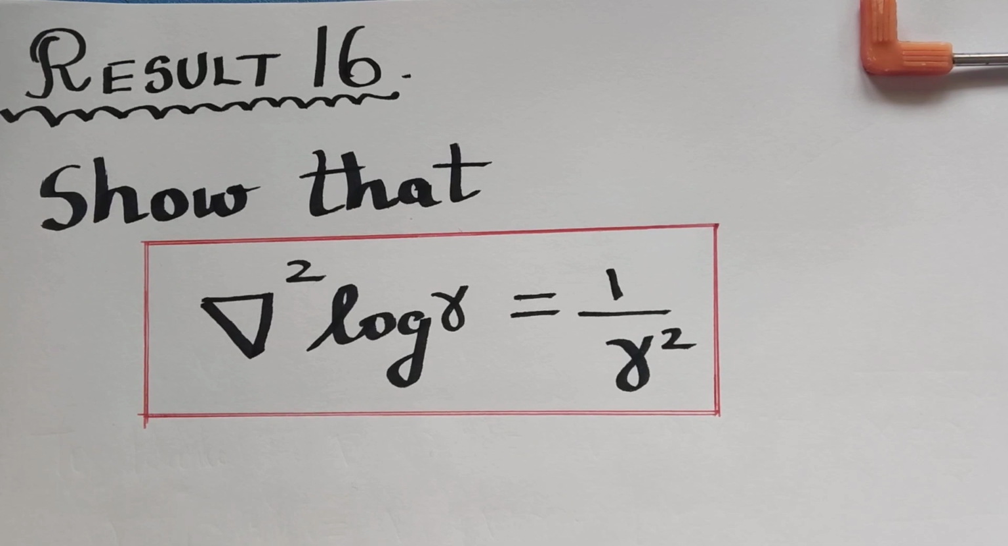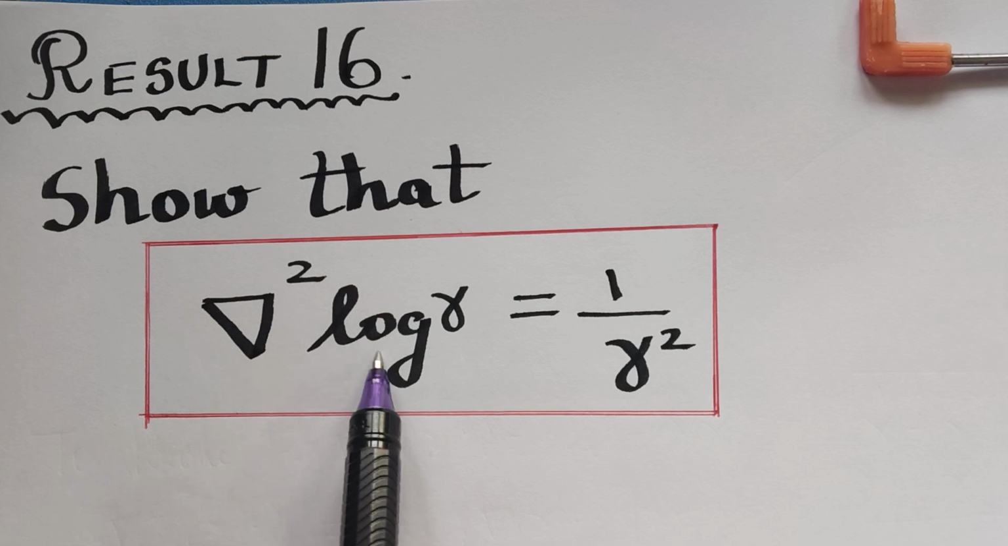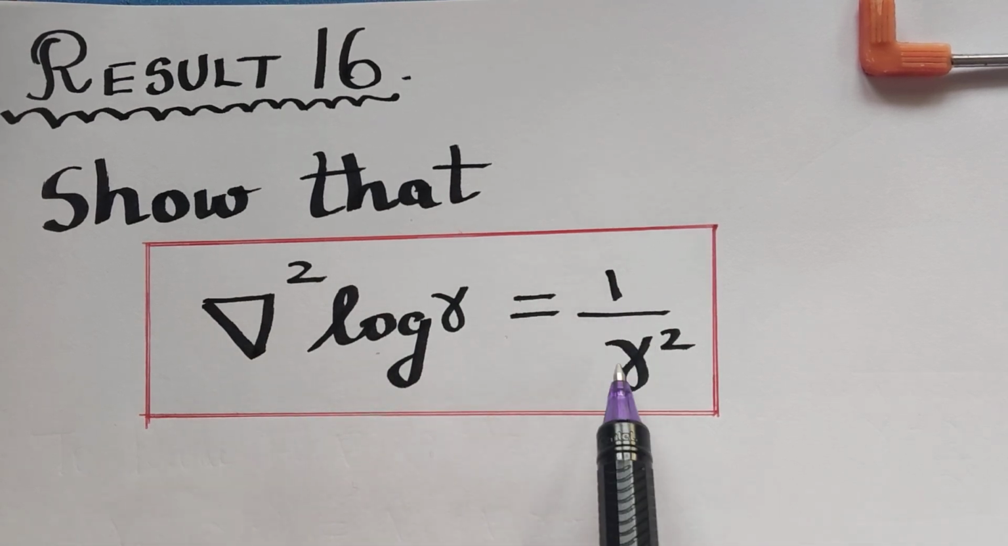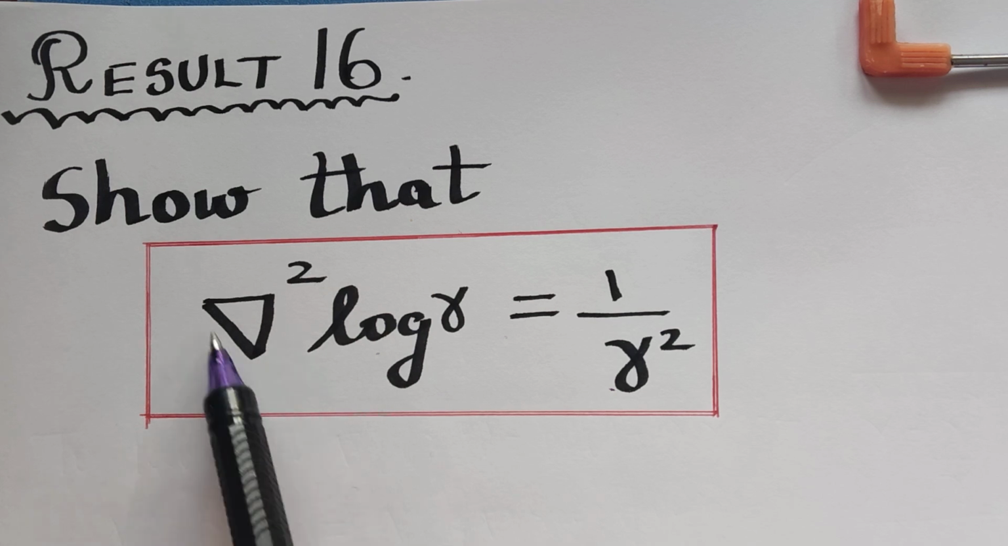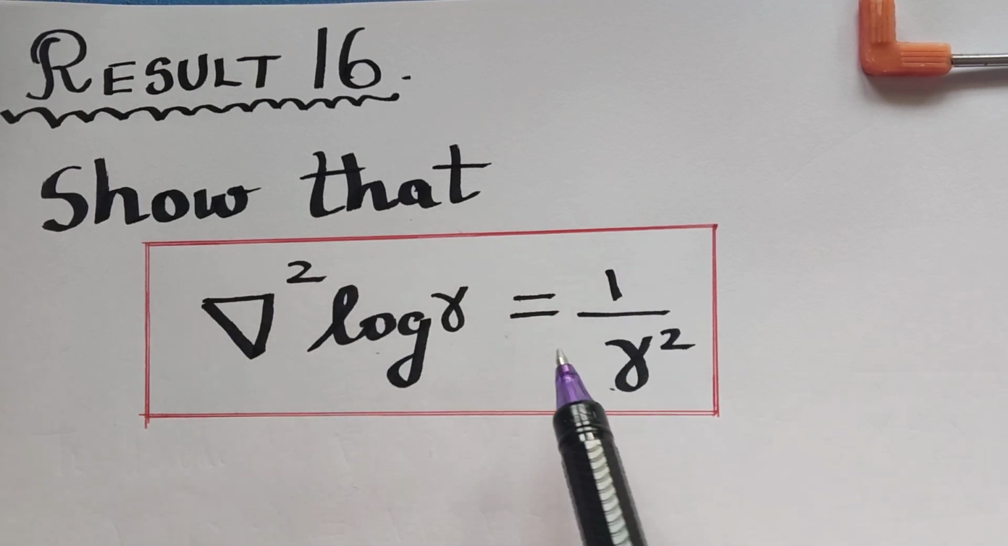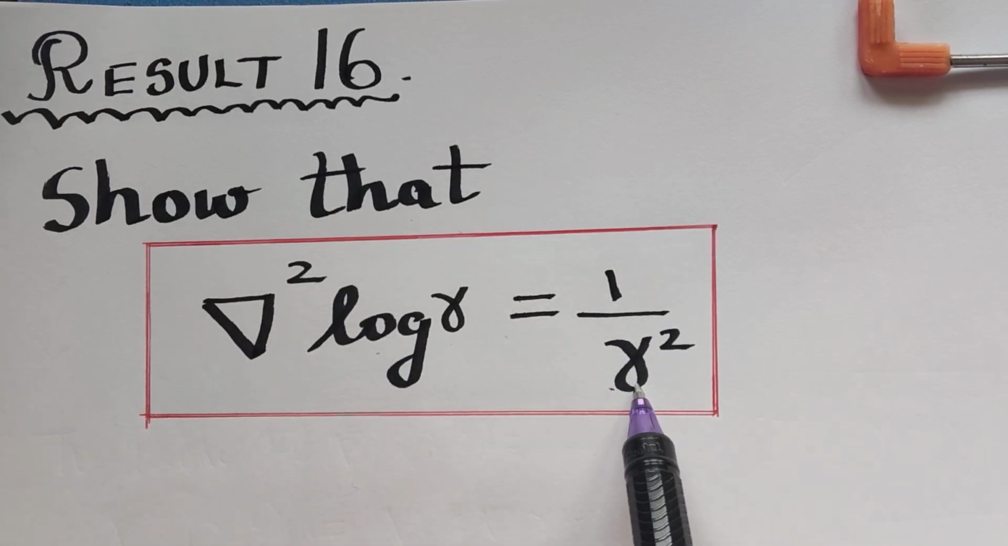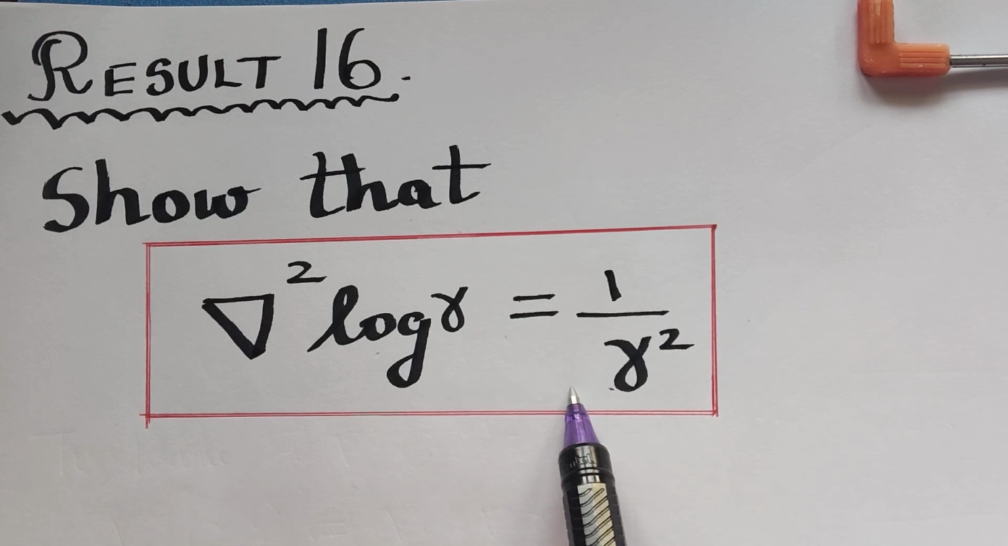Dear students, under the topic vector differentiation, here we have result 16. This result is one of the significant problems under examination point of view. Nabla square of log r is equal to 1 by r square. Nabla square is the Laplacian operator. When it is operated on log r, we get the result to be 1 by r square. We shall now prove this result.